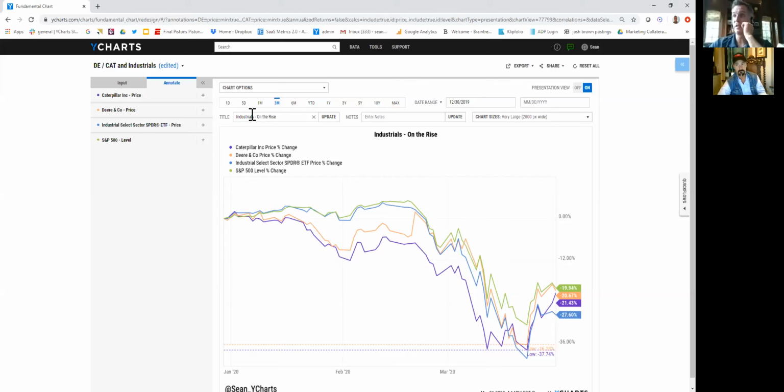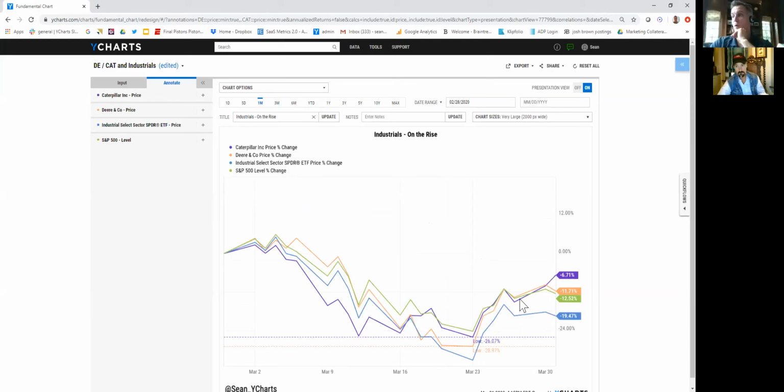Again, as we're seeing here, at 1 month, it's a very, very different looking picture. And you shorten it to 2 weeks, it's an even better looking picture for these securities.